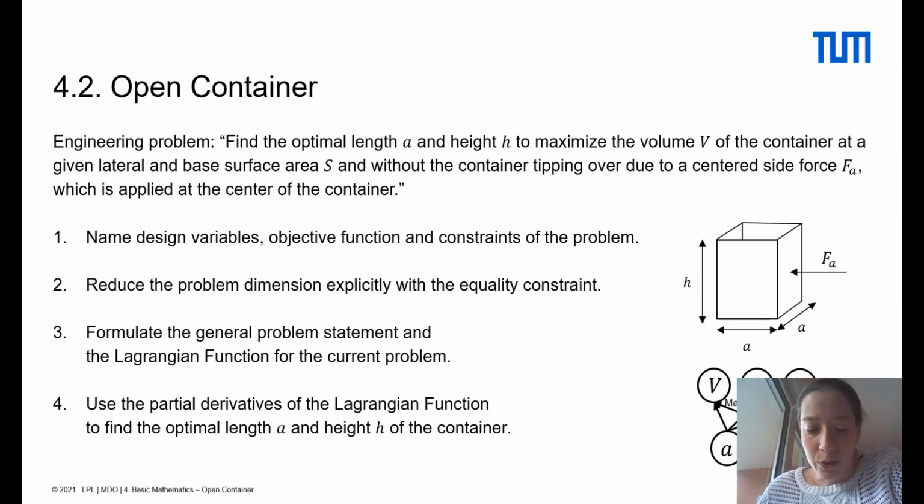In the second task, we have to solve an engineering problem: find the optimal length A and height h to maximize the volume V of this container. We have a given surface area and we have a force Fa that's pushing from the side, and we don't want the container to tip over. In the first task, we have to define the optimization problem, reduce the problem dimension with the equality constraint, and then we have to formulate the general problem statement, so solve the optimization problem.